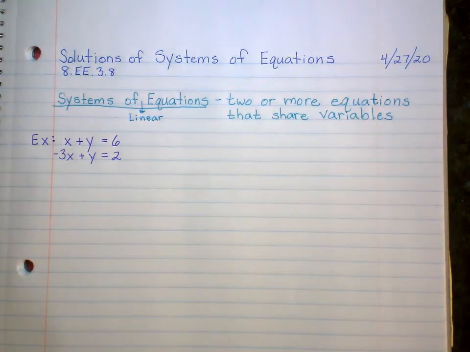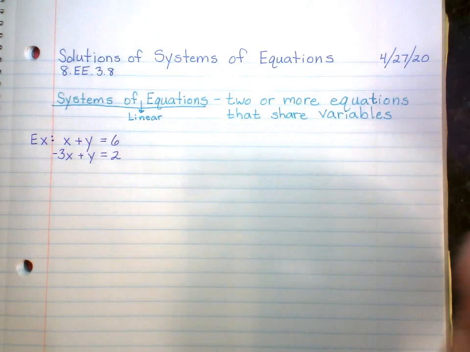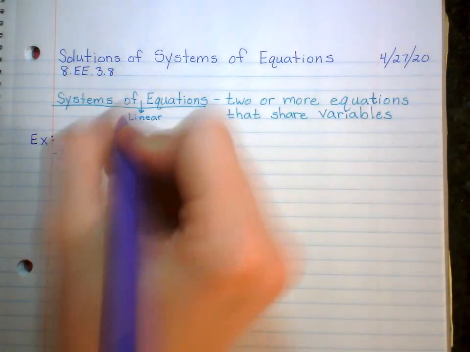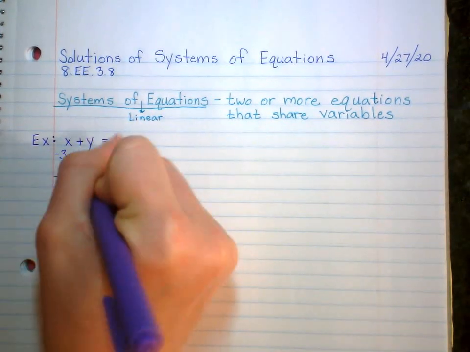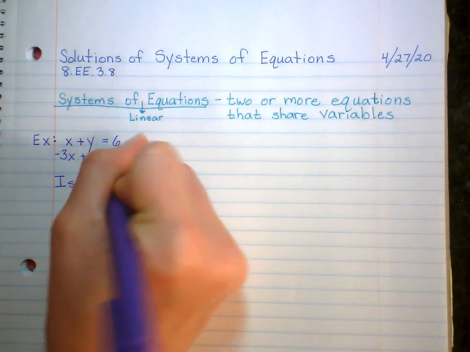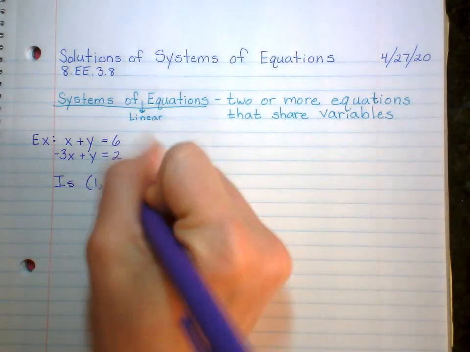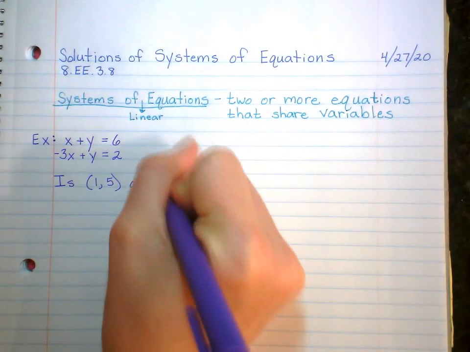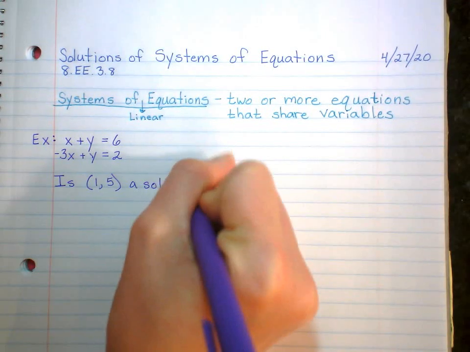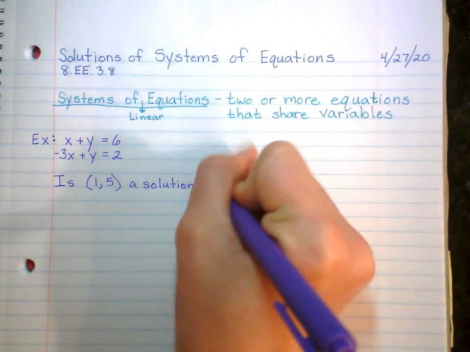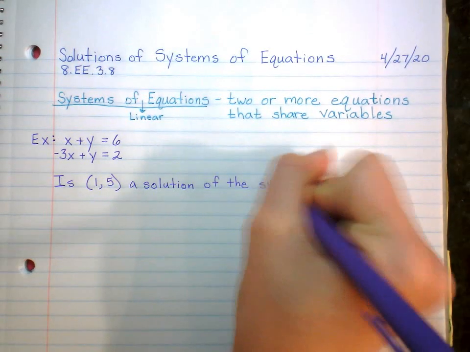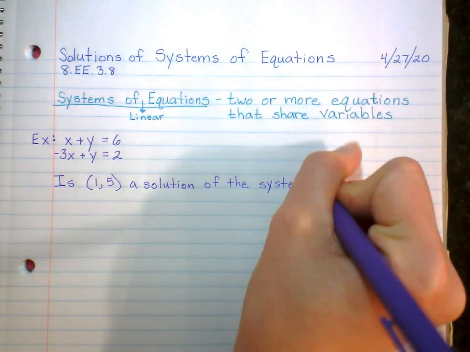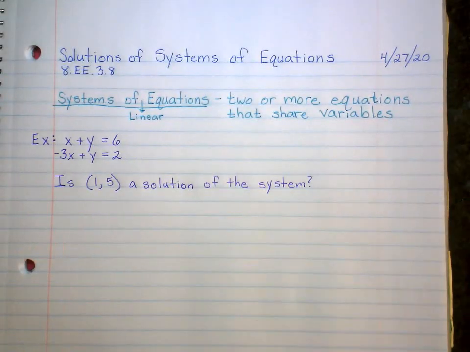Now, today, what we're talking about and what the Khan Academy assignment is about is you're going to get two equations, and then they're going to ask, is (1, 5) a solution of the system? Yes or no? Okay, so these are pretty straightforward.